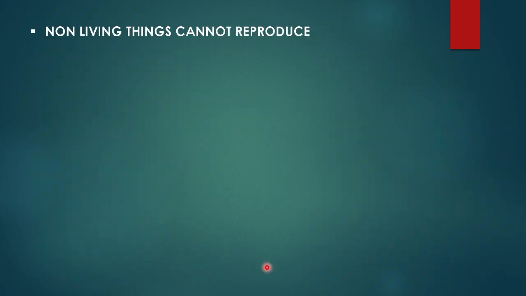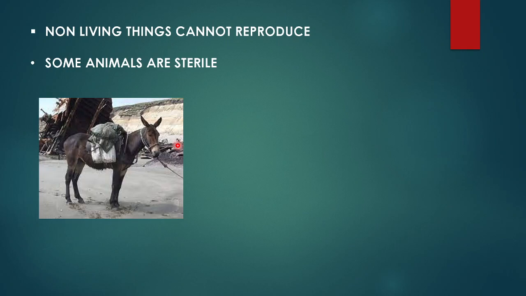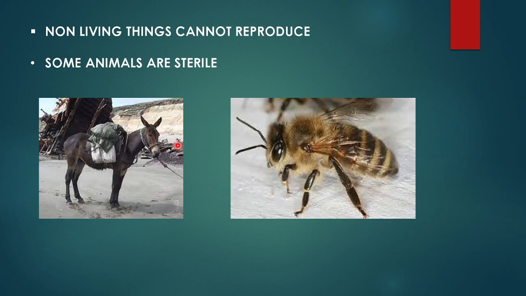Now, there are some animals which are sterile. Non-living things cannot reproduce, but there are some animals which are sterile. Sterile means they are unable to reproduce. Say, for example, the mule. The mule, which is a hybrid of horse and donkey, cannot reproduce. They are always sterile. The worker female honeybee cannot reproduce. Now, does it mean that these two are non-living? Or is it so that non-living things cannot reproduce? Some animals are also unable to reproduce. So can we relate these two?